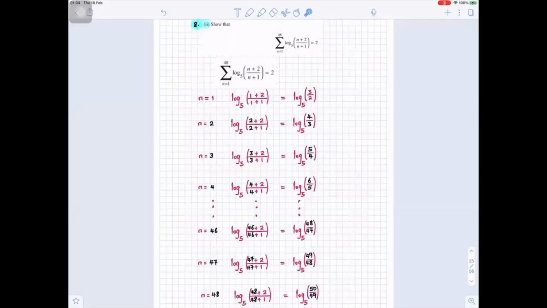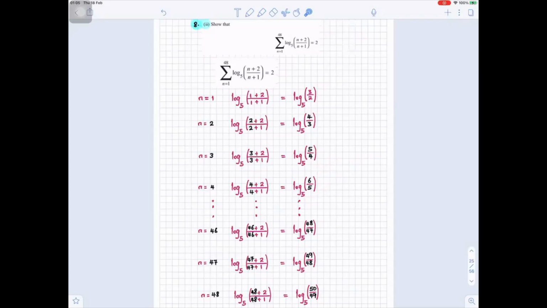Question 8 part 2, we want to show that the sum of that is equal to 2. So let's start with n is 1. So log of 1 plus 2 over 1 plus 1 gives you log of 3 over 2 to the base 5. When n is 2, we sub in 2. 2 plus 2 is 4. 2 plus 1 is 3. When n is 3, we sub in 3. That gives you log of 5 over 4 to the base 5. When n is 4, it will be log of 4 plus 2 is 6 over 5 to the base 5.